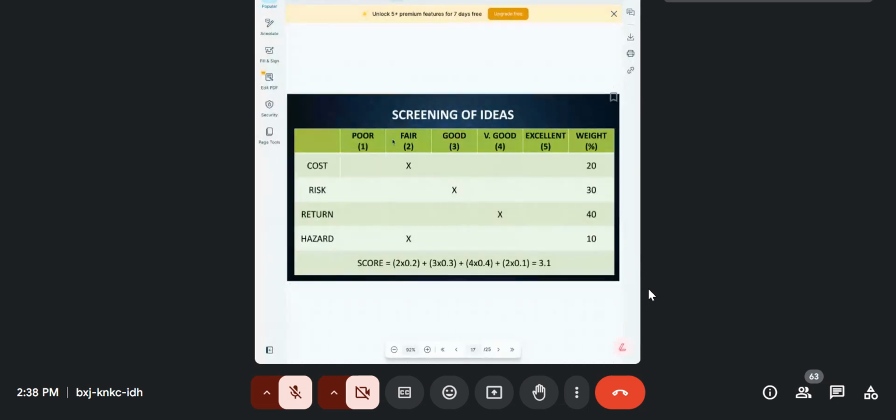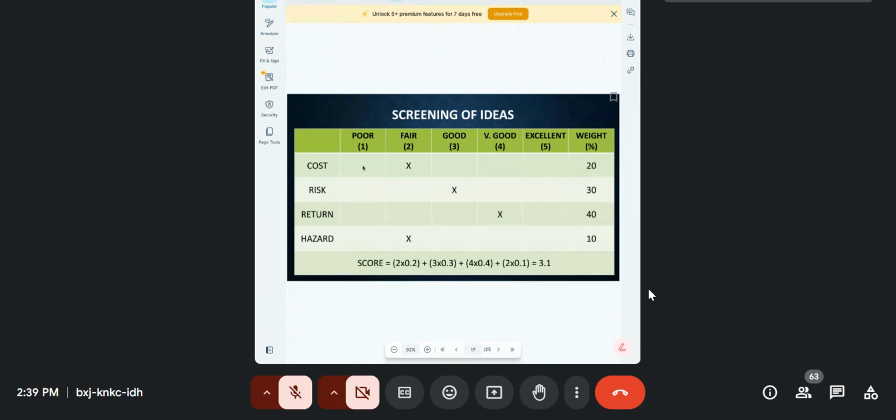And then you give it a scale. So there we have a scale from poor all the way to excellent. Then we also have weights there on the extreme right. So cost has been given a weight of 20%, risks has been given a weight of 30, returns has been given a weight of 40, and hazard has been given a weight of 10. So as you can see, return is the most dominant item that we would like to look at.